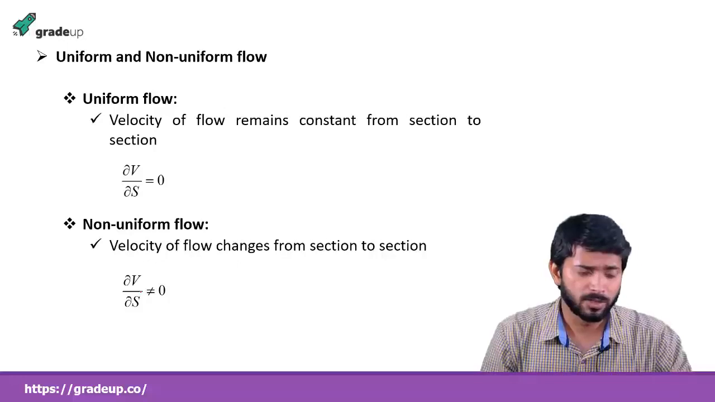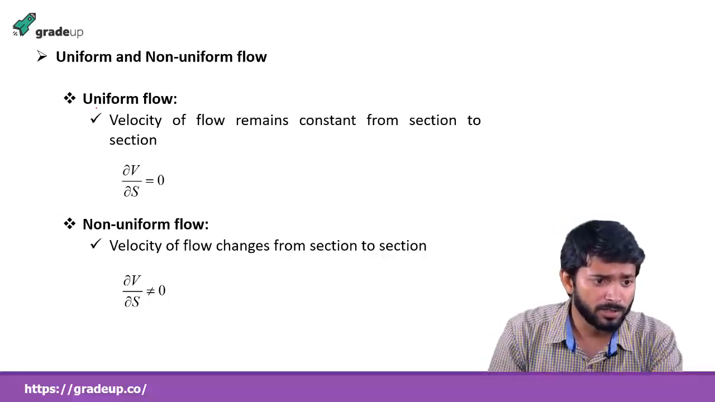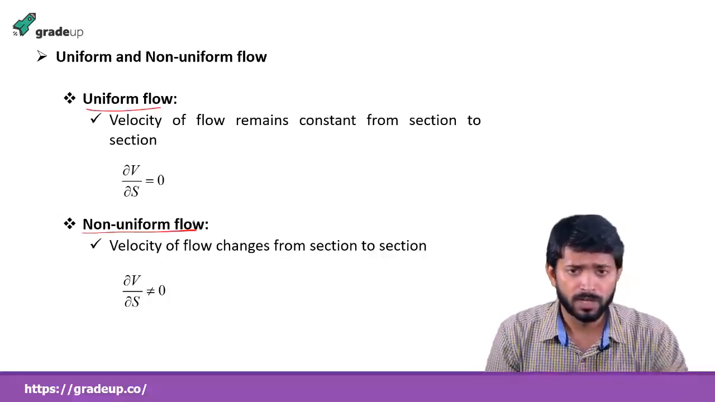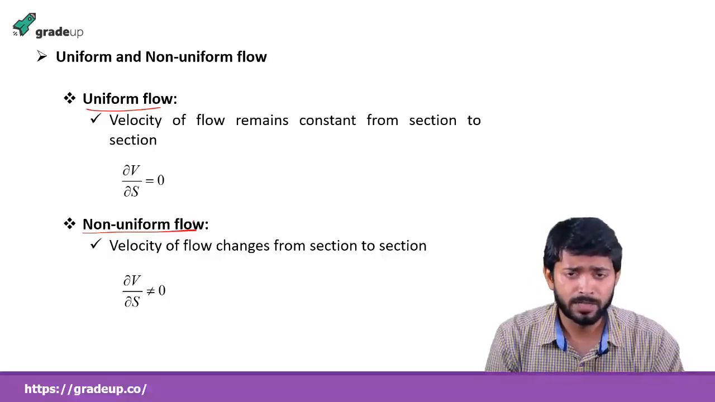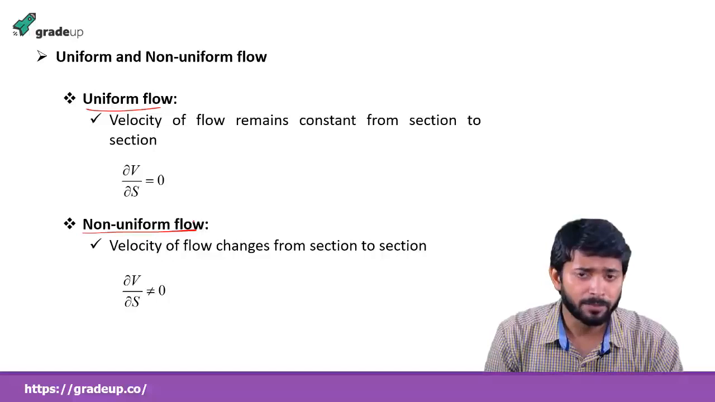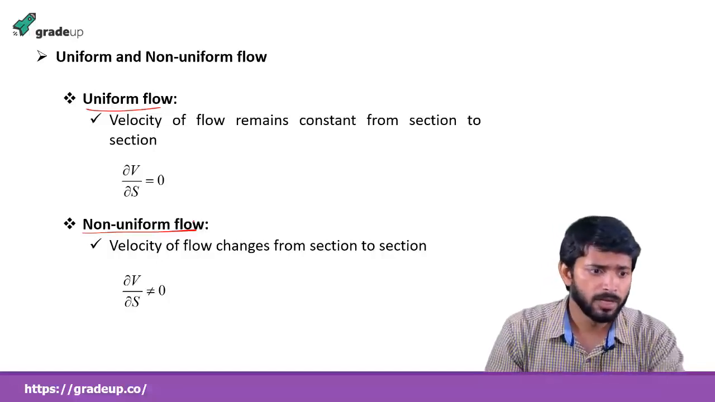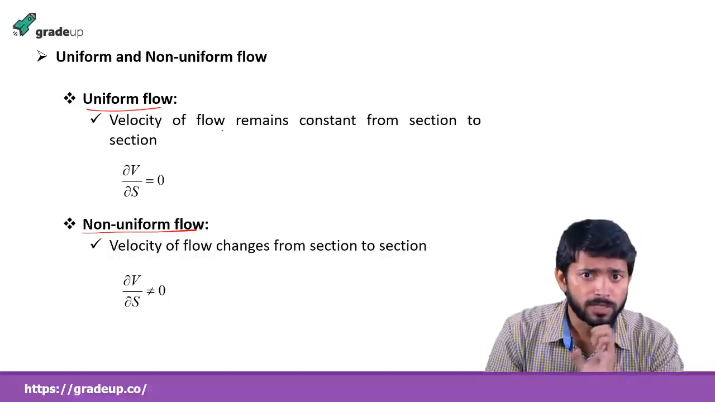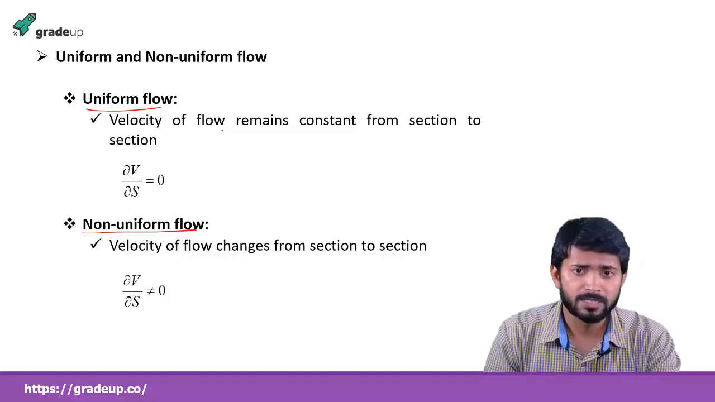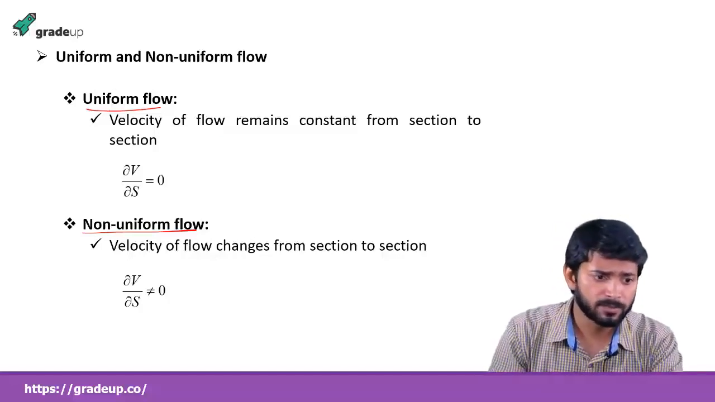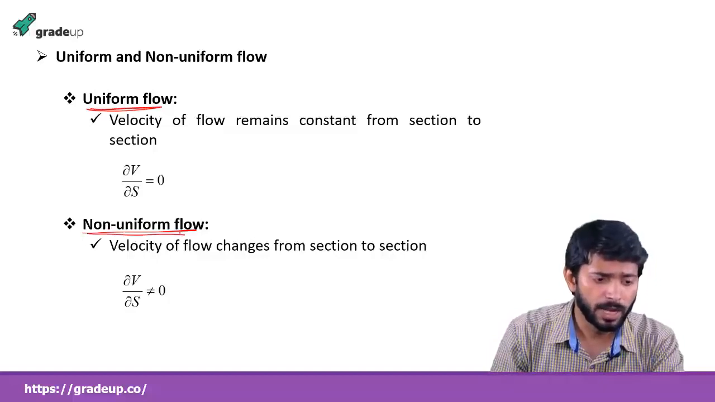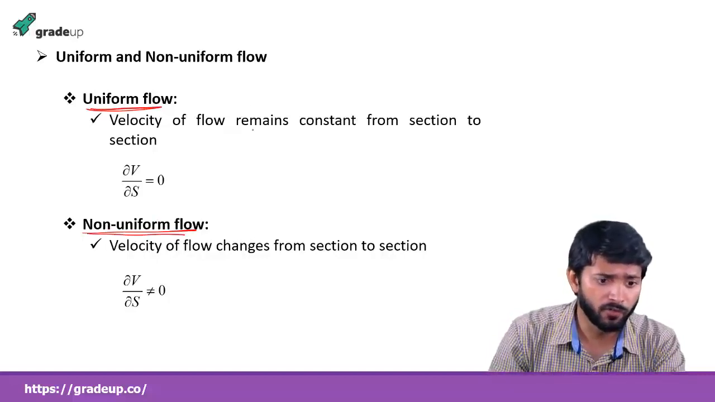Okay, moving on, another type of flow is uniform and non-uniform flow. First we learned steady and unsteady flow, where the velocity variation depends upon time, and in steady flow the flow condition is not varying with time. Here we are talking in terms of space: where the fluid properties or flow condition don't vary with space, it is known as uniform flow. And if it varies, it's known as non-uniform flow.